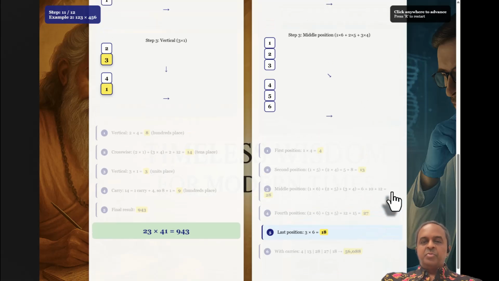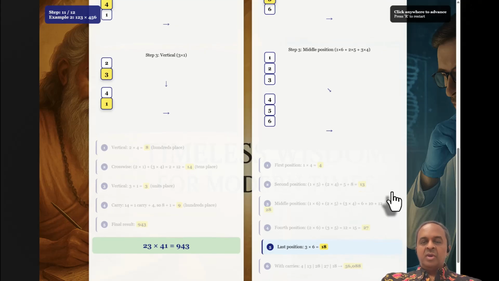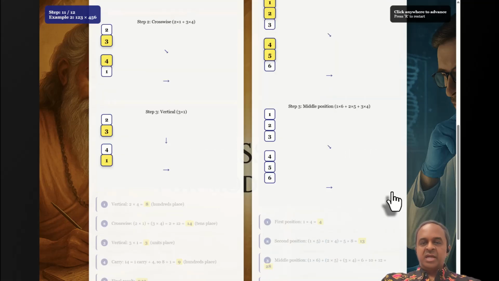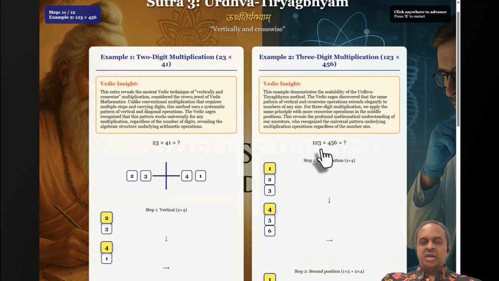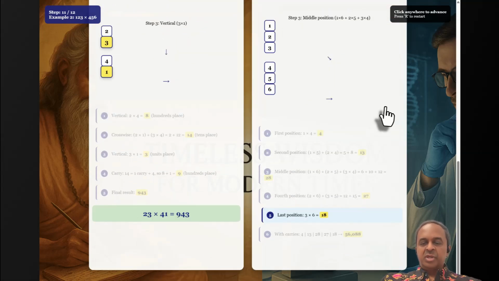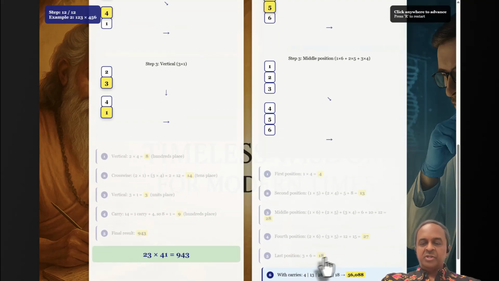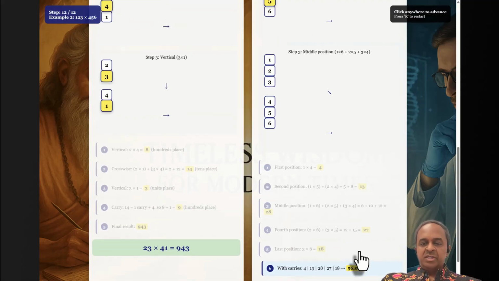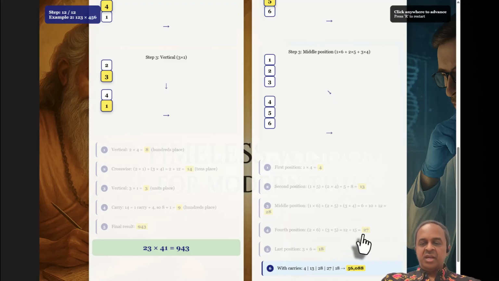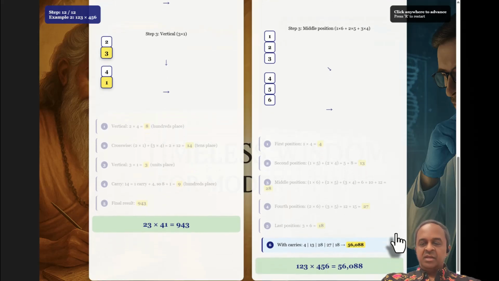So in the last position, you have the 6 and the 3. That is the vertical operation you apply, and that gives you the 18. So now you start putting them together. First you put all the numbers: the 4, the 13, the 28, the 27, and the 18.